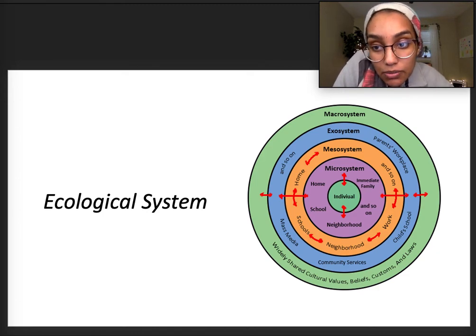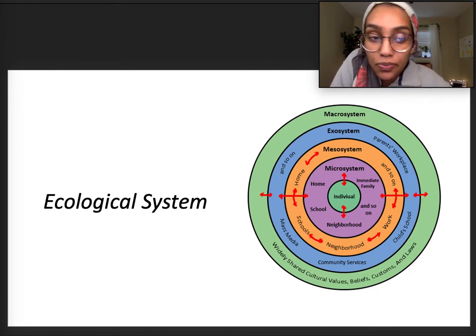You can have the same siblings grow up in the same home, go to the same school, and be in the same neighborhood, but their upbringing is going to be different simply because of their personal relationships with their microsystem. So it's important to note that the interactions within the microsystem involve the personal relationships with family members, classmates, teachers, caregivers, things like that.